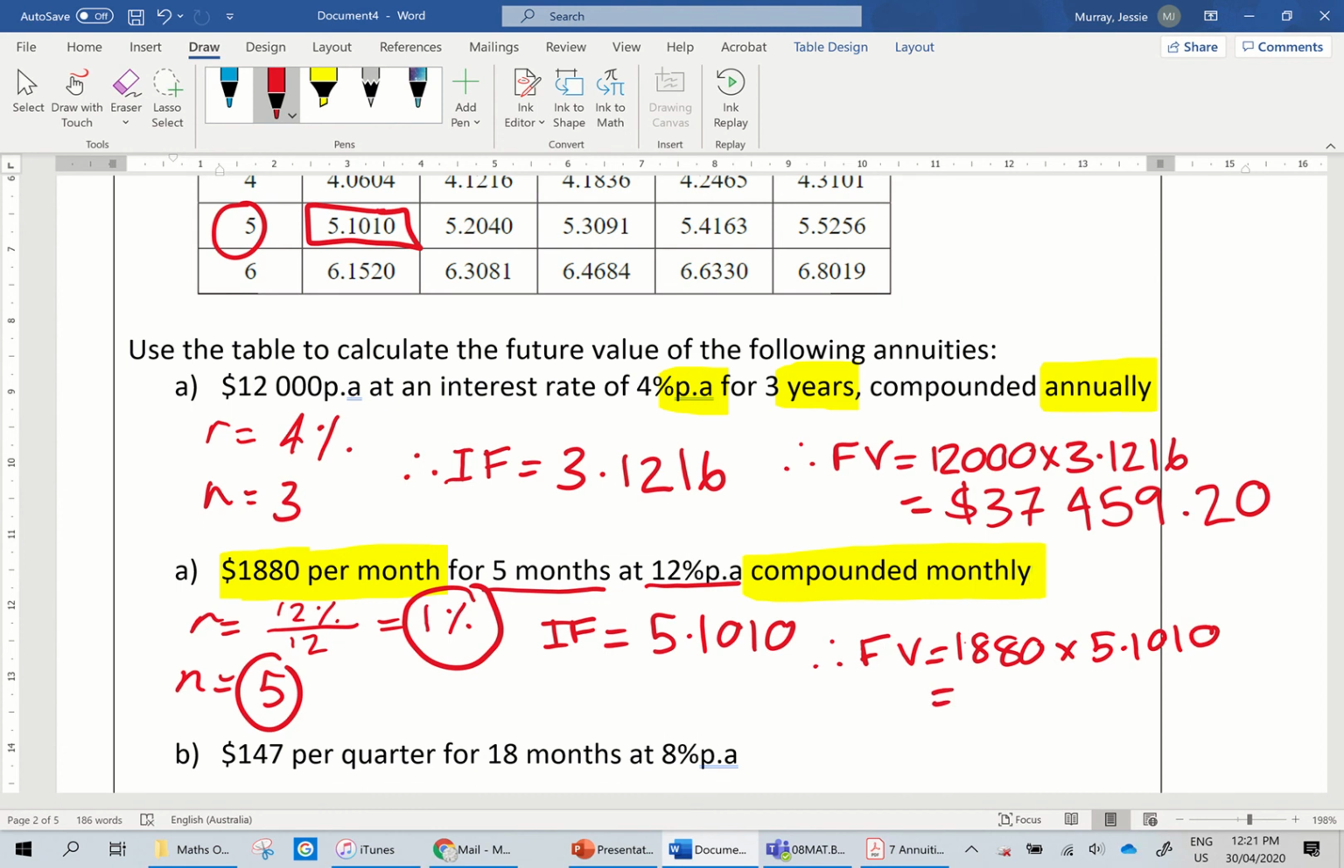Okay, it's exactly what we've been doing last lesson. However, it's working all that recurrence relation out for you and just giving you a number instead. So it's easier than what we've been doing. So it's going to grow to 9,589.88.